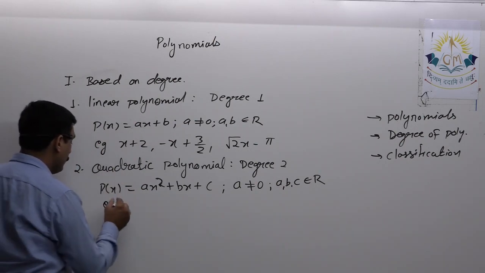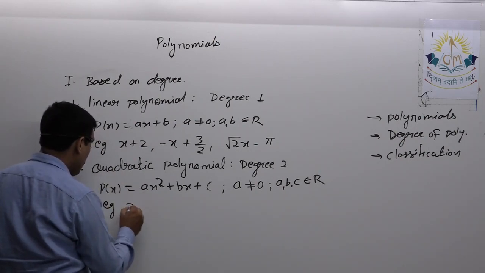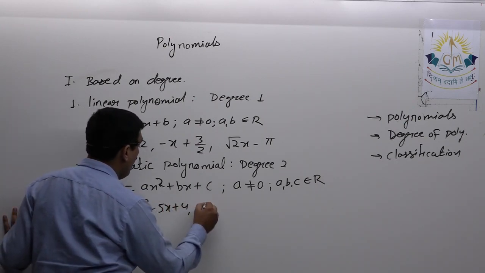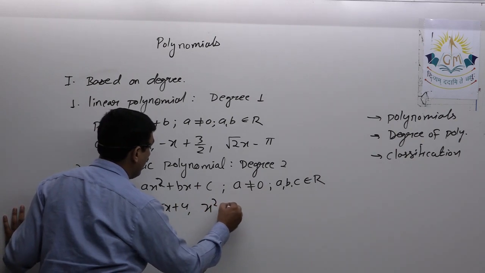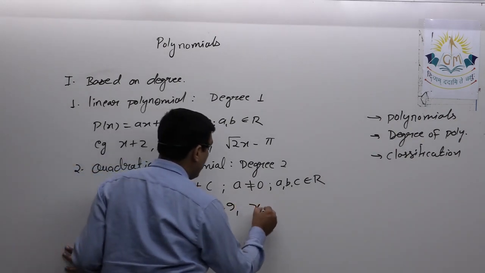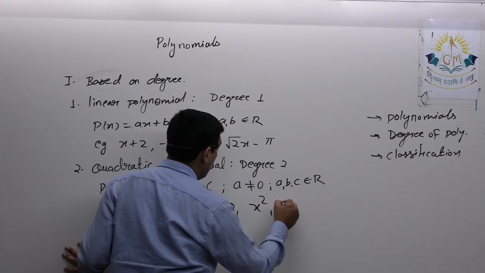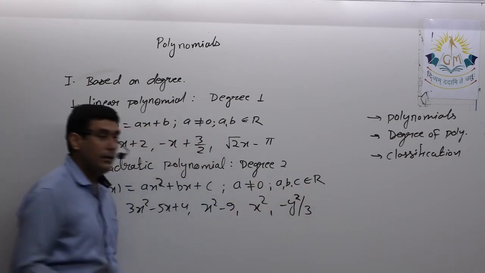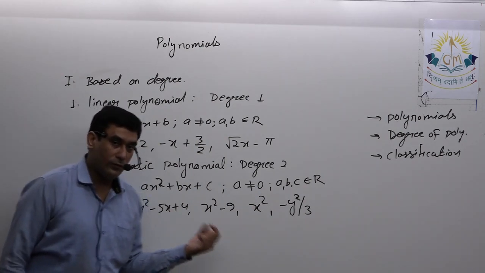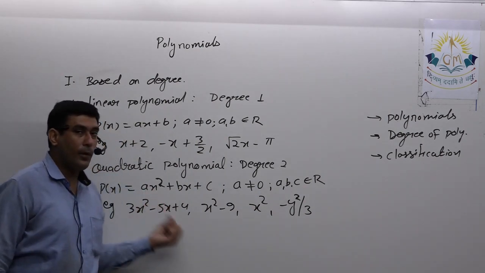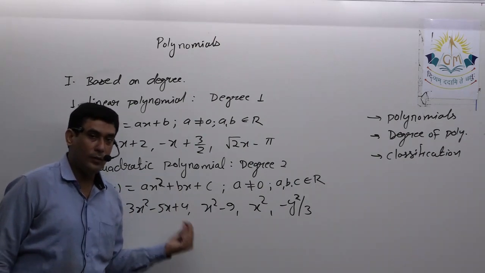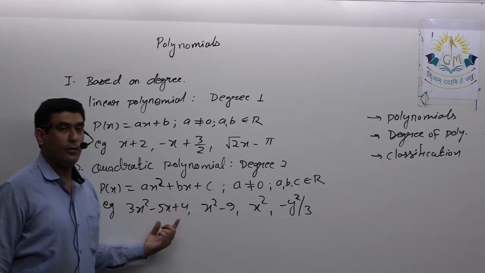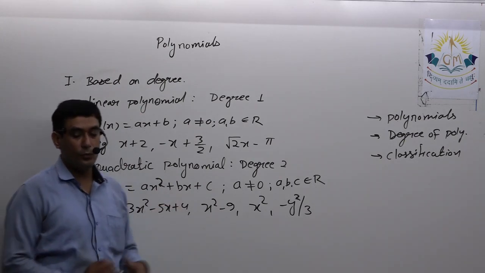Now let us see some examples. In standard form, I can write 3x square minus 5x plus 4, or simply x square minus 9, or simply x square minus y square by 3. All these are quadratic polynomials. What we have to see is that the maximum power of the variable must be 2. If it is, then we'll say the given polynomial is a quadratic polynomial and its degree is 2.